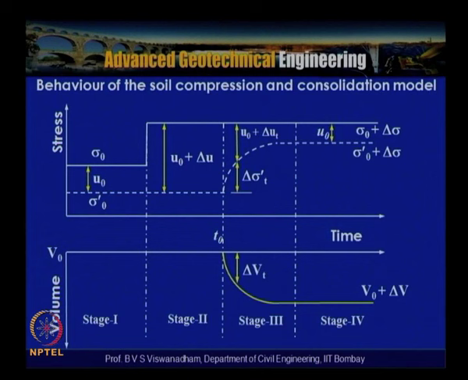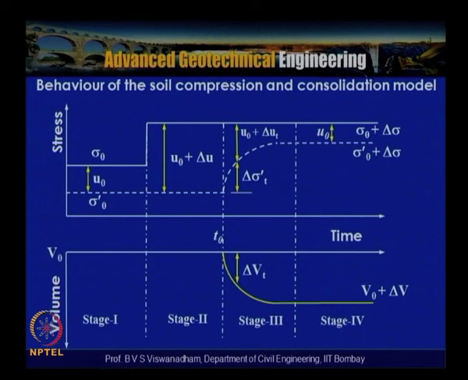Now this can also be explained by considering a spring analogy model. Let us assume that we have a rigid container in which a spring is placed, and the container is filled with water, and we have a piston connected to the spring. The piston has a hole, which represents the rate at which water flows out of the soil, that is, the permeability of the soil.